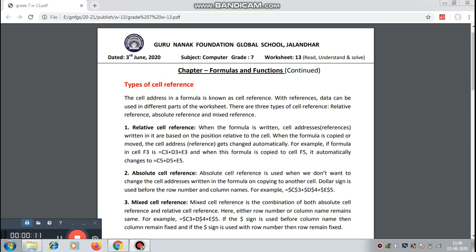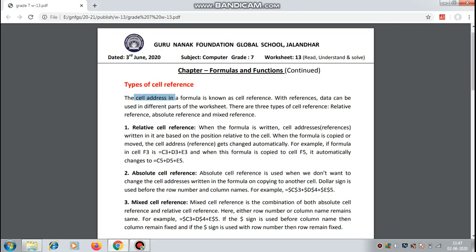First of all, what is cell reference? Whenever we are using a cell address in a formula, it is called a cell reference. That means whenever you write a formula, in that formula, you are using a cell address. That cell address is called cell reference. With references, data can be used in different parts of the worksheet. There are three types of cell references: relative reference, absolute reference, and mixed reference.